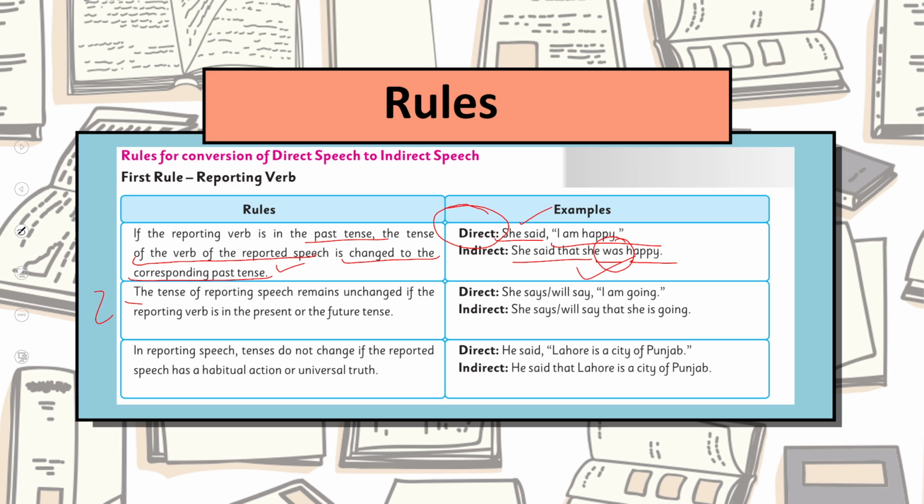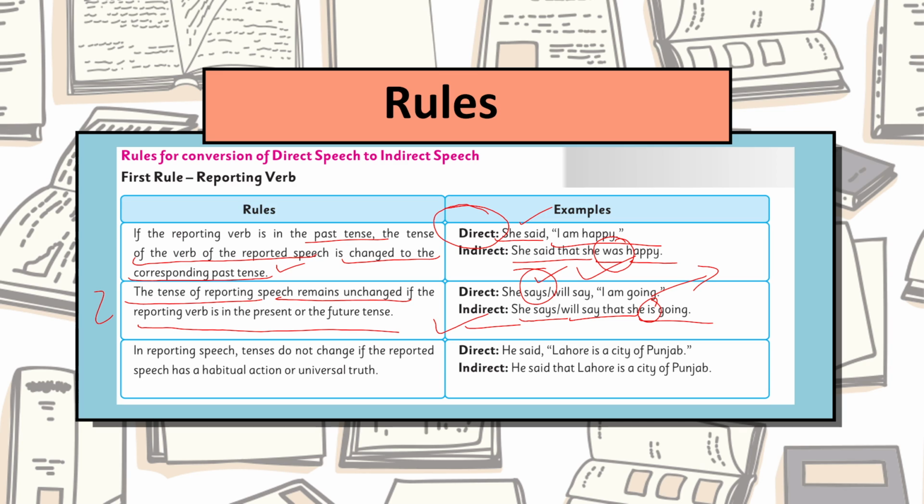Secondly, the tense of reporting speech remains unchanged if the reporting verb is in the present or future tense. Here, let's say our reporting verb is in the form of present tense. She says, or will say, I am going. You will convert them into indirect by saying she says that she is going. Now, you used the present form of the helping verb.